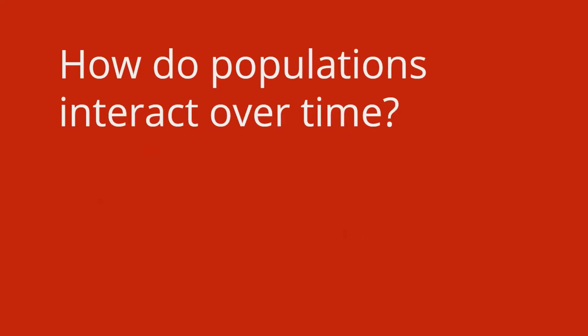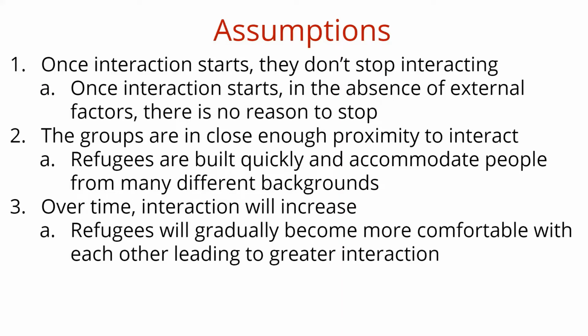Firstly, I will be going over how populations interact over time. Some assumptions. Once interaction starts, groups do not stop interacting. Even if an interaction is hostile, a hostile interaction is still an interaction and will continue. The second assumption is that groups are in close enough proximity to interact. Refugee camps can be quite large, but in this case, we will assume that geography is of no concern. Our third assumption is that interaction will increase. As refugees spend more time in their camps, they will become more comfortable with each other and their respective groups, which leads to greater interaction.